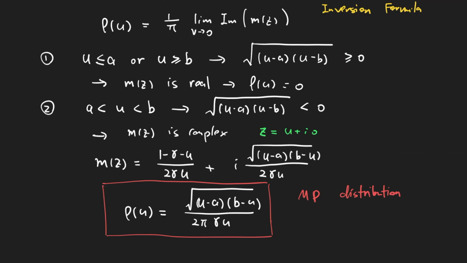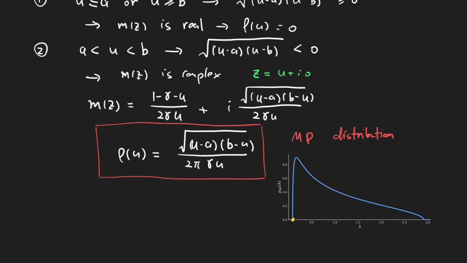Okay, and let me just grab the picture one more time. Looking at this picture, we see that there are two boundaries a and b for this distribution. Outside this region, there's no probability mass. And then inside the a and b region, it is given by this equation in here. So this distribution describes the eigenvalues of a noise matrix when n and p both go to infinity. Okay, so this entire derivation is pretty dense. So let's just do a quick summary of what we did.